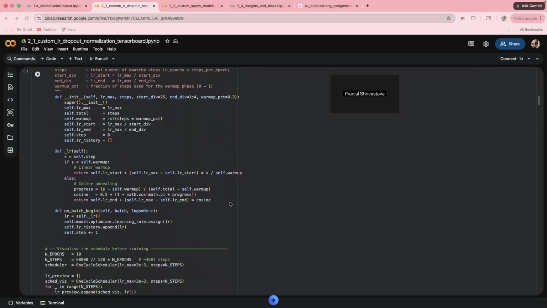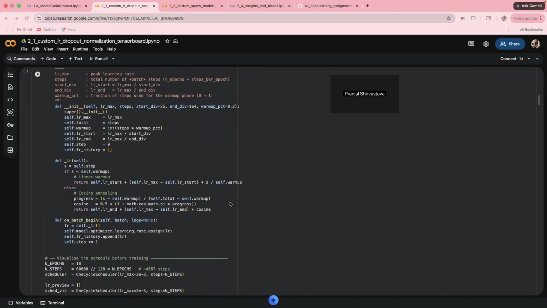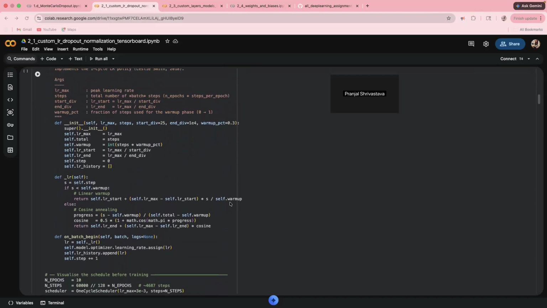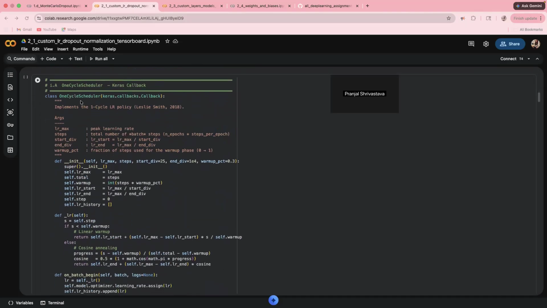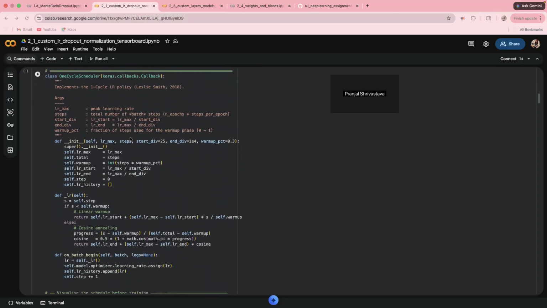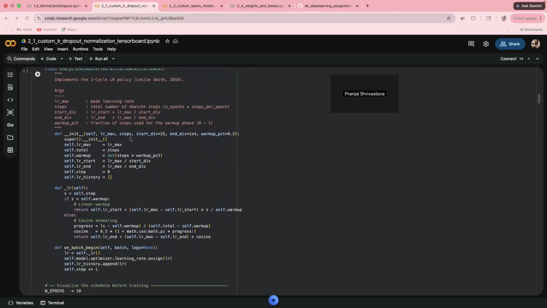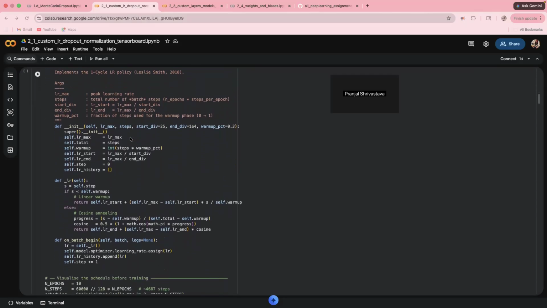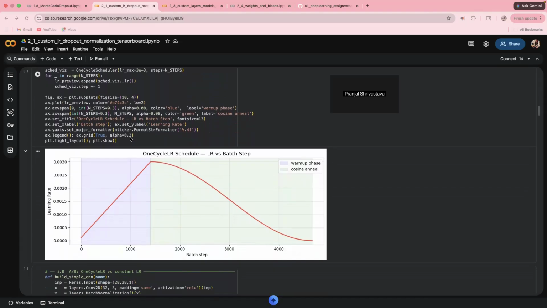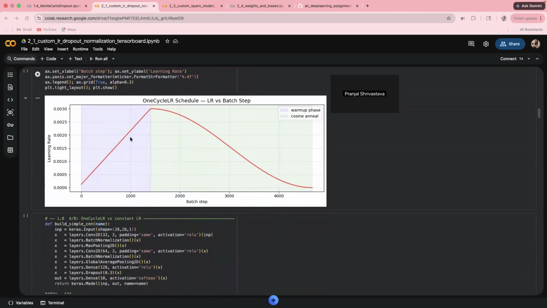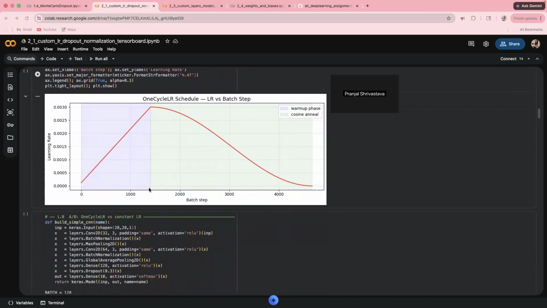Moving forward, we implemented this as a one cycle scheduler class that subclasses keras.callbacks.Callback, that has been defined here. On each batch, we compute the current step position within the total schedule and update optimizer.learning_rate accordingly. Visualization is plotted before training so you can see the characteristic ramp up and cosine cool down shape.